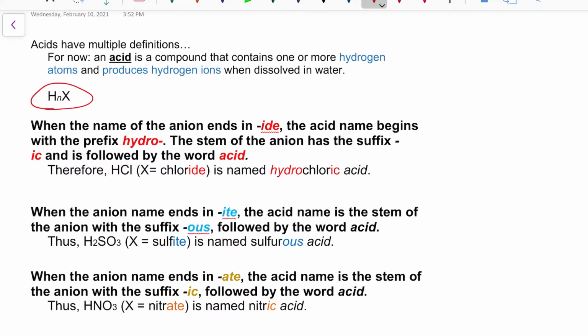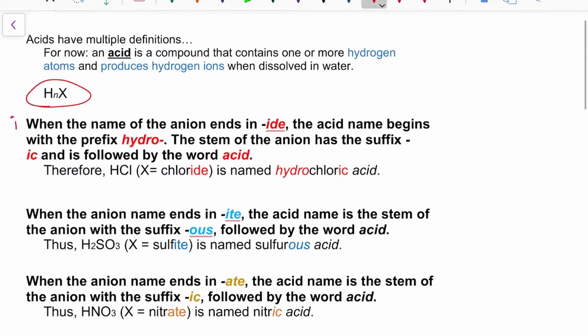All right, so let's start with the first type of acid. In the first type of acid, it says when the name of the anion, what's the anion? So let's write HCl right here. When the name of the anion, Cl would be your anion, ends in IDE, well, Cl would be chloride, so it ends in IDE. The acid name begins with hydro. The stem of the anion has the suffix "ic" and is followed by the word acid. Oh my goodness, that sounds so confusing.